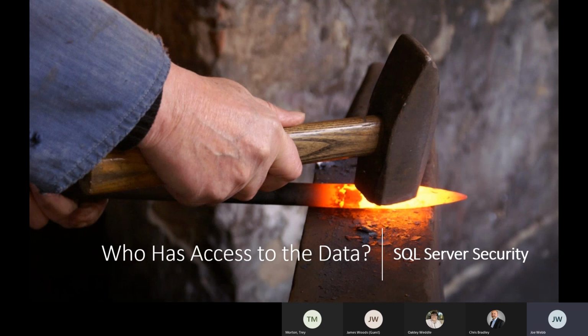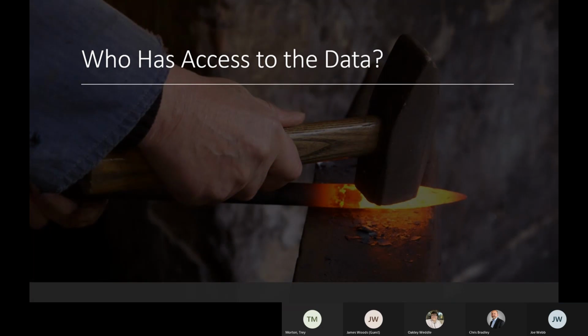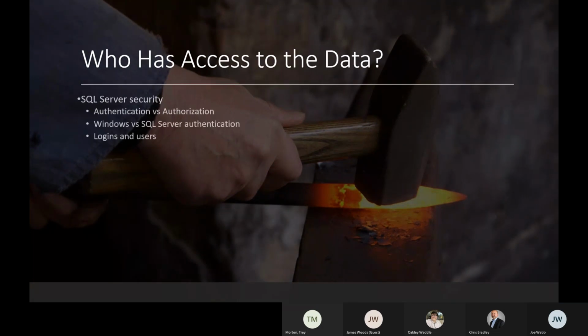So let's talk about the first level, which is who has access to the information inside your database. And we'll talk about SQL Server security. So within SQL Server, we really have a couple of core concepts. Let's start with that. In SQL Server, we have the concept of authorization versus authentication.